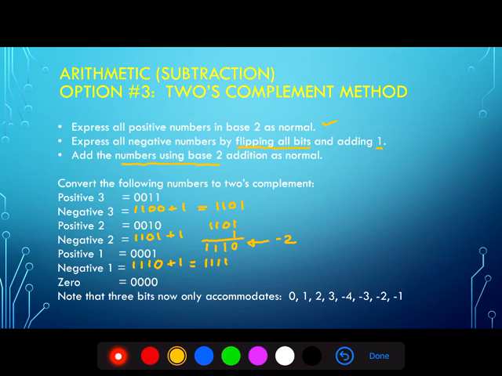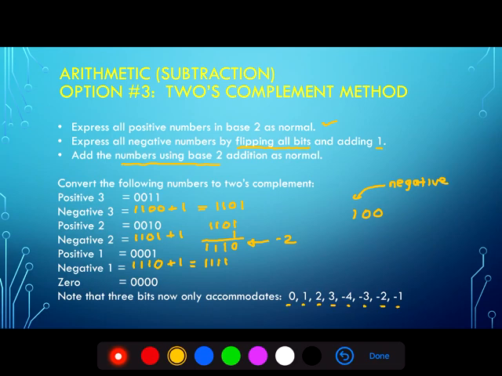We should now note that 3 bits in 2's complement can only accommodate the numbers 0, 1, 2, and 3, and negative 4, negative 3, negative 2, and negative 1. Now you may be tempted to think we can represent positive 4, but in 3 bits, 4 is 1, 0, 0. And this actually represents a negative number because the leftmost bit is 1, indicating that this number should be negative, even in 2's complement notation.